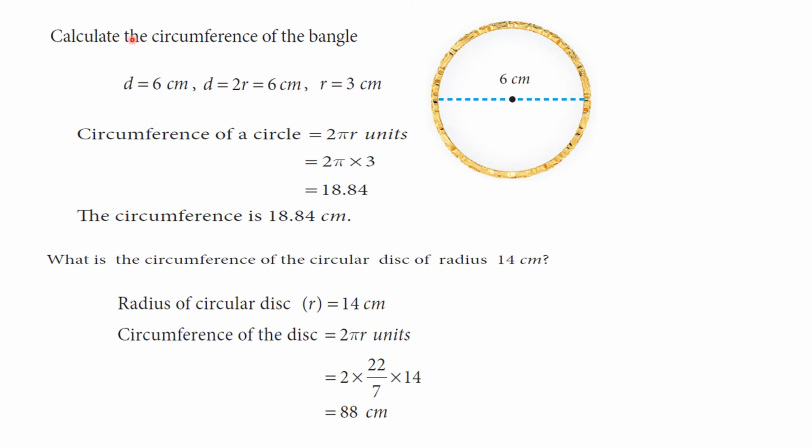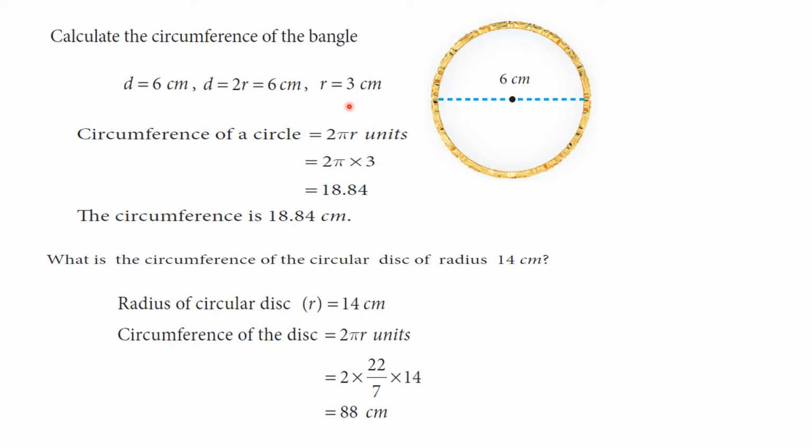Calculate the circumference of the bangle. Here given d equal to 6 centimeter. You can use C equal to pi d formula also. Here I have used d equal to 2 radius, so I have used the 2 pi r formula here. So 2r equal to 6 centimeter means r equal to 3 centimeter. So simply you write d equal to 6 centimeter means r equal to 6 by 2 equal to 3. You can write it that also.